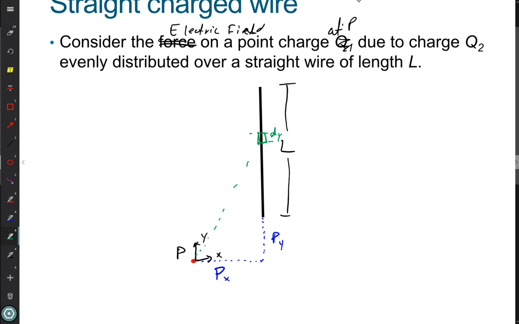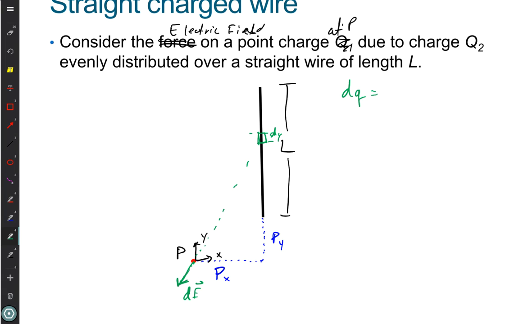Perfect straight line. That's why I was going to use a tool to make a straight line. So there's the direction of my dE vector due to that little piece of charge dy that's in region dy. Now we have dq is necessary. If it's a one-dimensional charge distribution, what's dq equal to? It's equal to lambda dy.